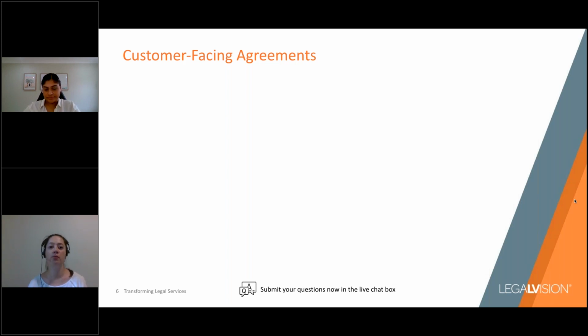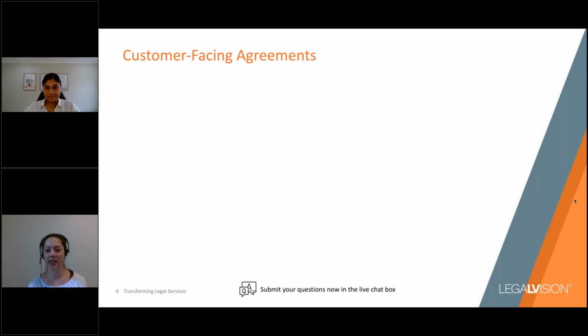Hopefully not, but if someone, for example, wants to terminate a contract, you can just look to the termination clause and easily see what the parties had decided. So what I'm going to do now is run through a couple of different types of customer agreements that we often see tech businesses use.